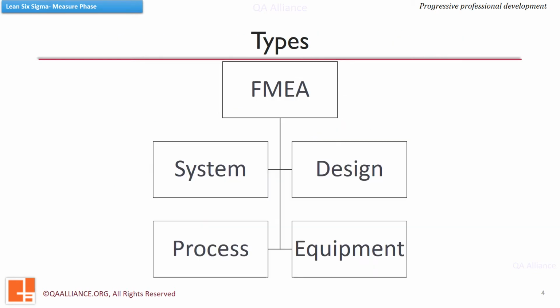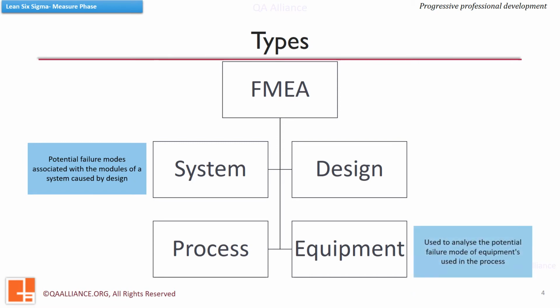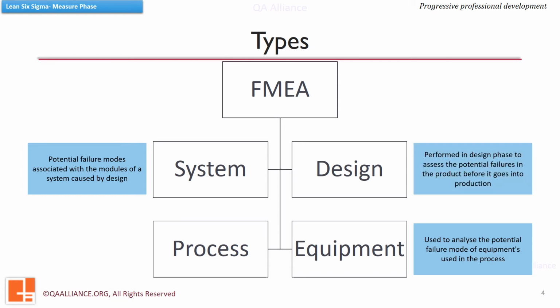Here are the types of FMEA commonly practiced. System FMEA is done to identify potential failure modes associated with the modules of a system caused by the design. Equipment FMEA is used to analyze failure modes of any equipment used in the process. Design FMEA is done in design phase to assess the potential failures in the product before it goes into production. Process FMEA is done to analyze the process and its potential failure modes which may seep through and reach the customer.